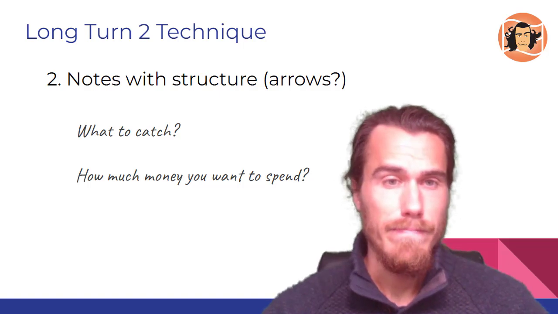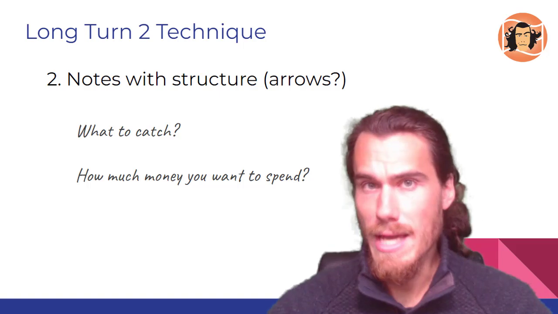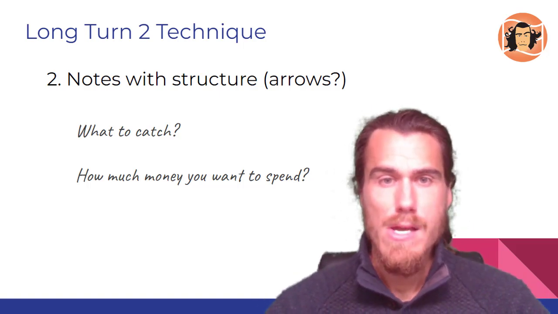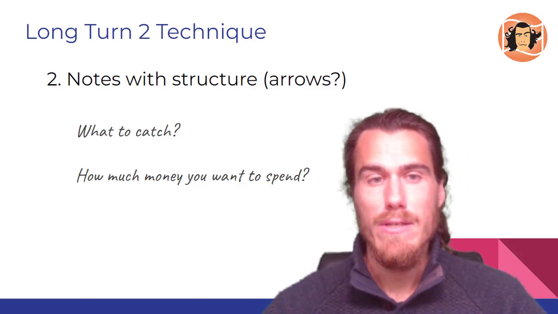So here's an example. I could write down these notes. What to catch. How much money you want to spend. So these can help my friend know what rod he wants to use.